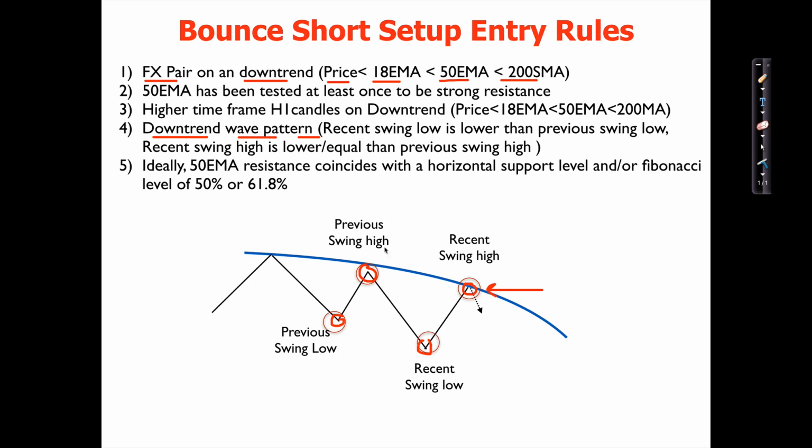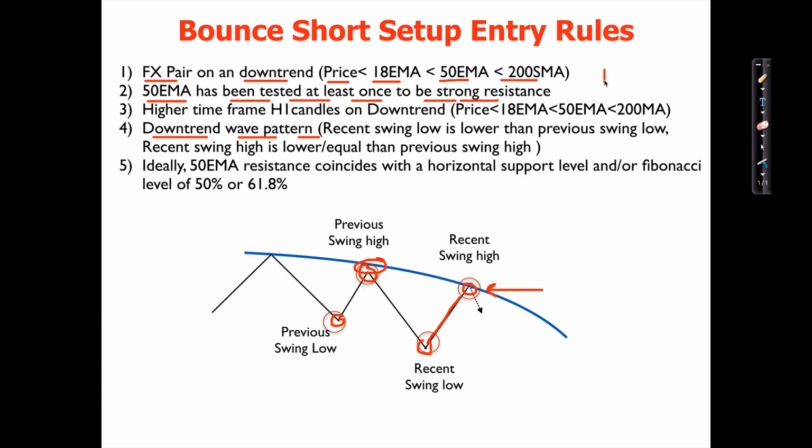So the previous swing high must be higher than this current swing high. And the recent swing low must be lower than the previous swing low. So that's a must. So again, as the price goes up, you're looking to short once it hits the 50 moving average. So again, how are you convinced that this is a strong resistance? Well, you must see that recently the 50 moving average was tested to be a strong resistance as well. So again, 50 MA must have been tested at least once to be a strong resistance.